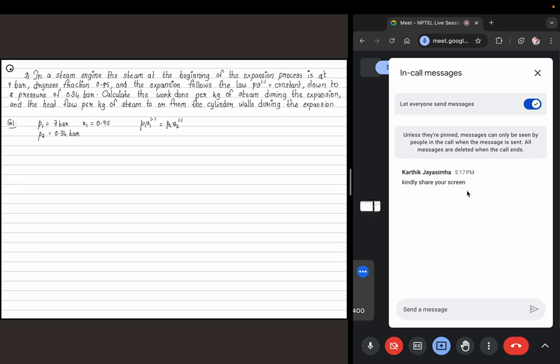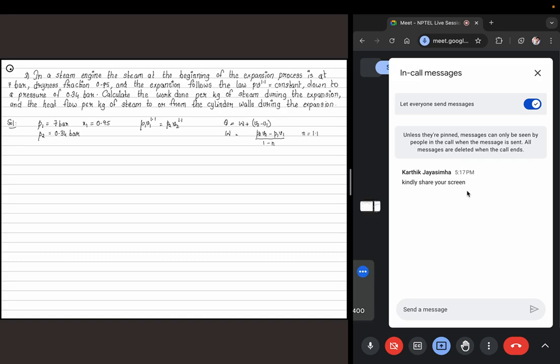Okay, so how do you calculate the work done? Q is W plus delta U. I'll just write U2 minus U1, and W for a polytropic process is given by P2 V2 minus P1 V1 by 1 minus n. In this particular case, n is 1.1.